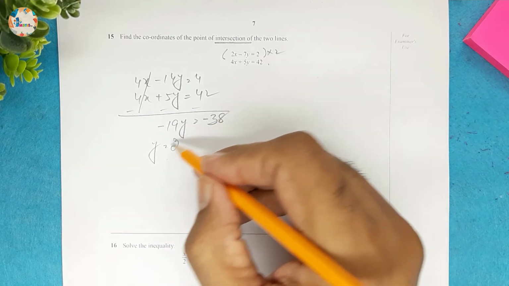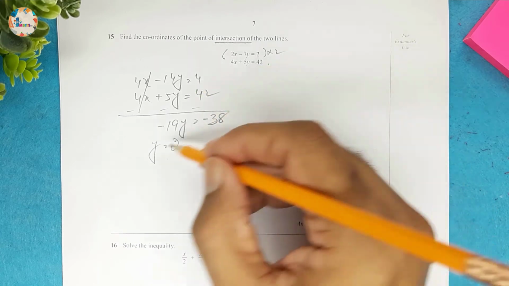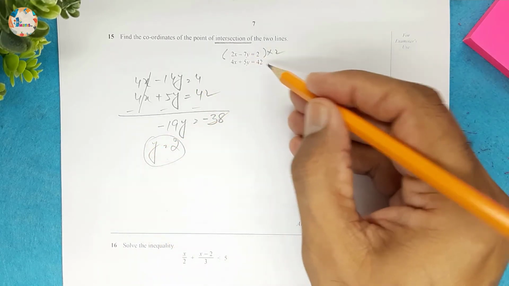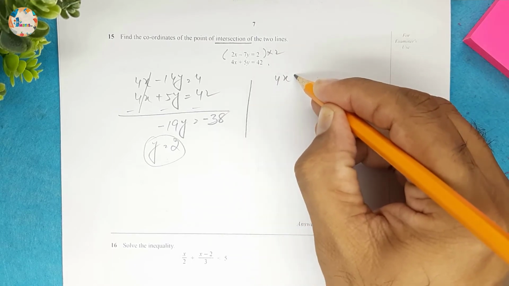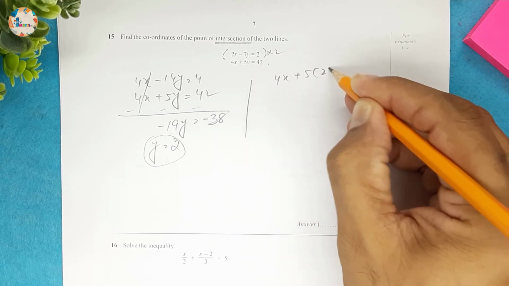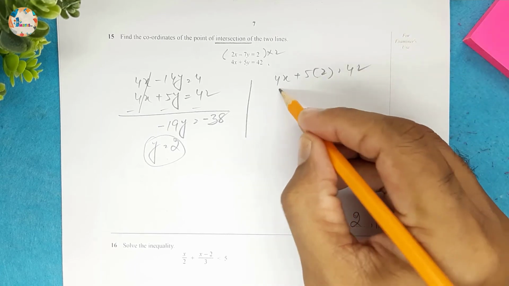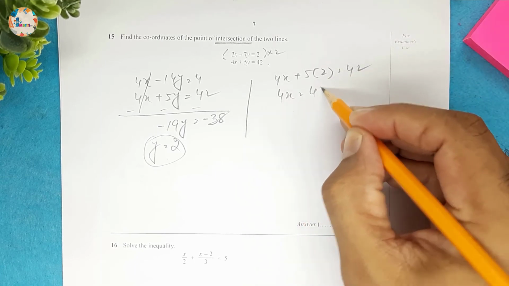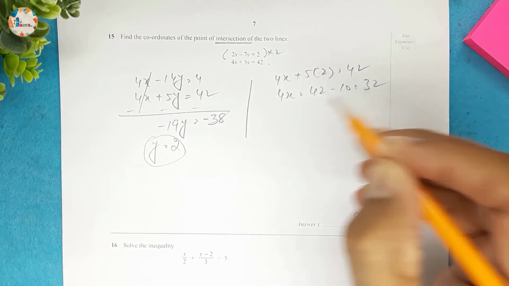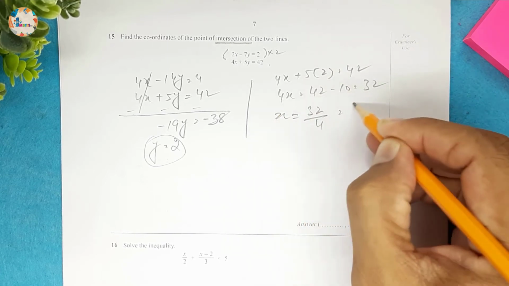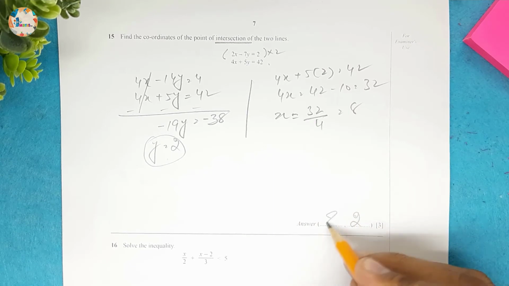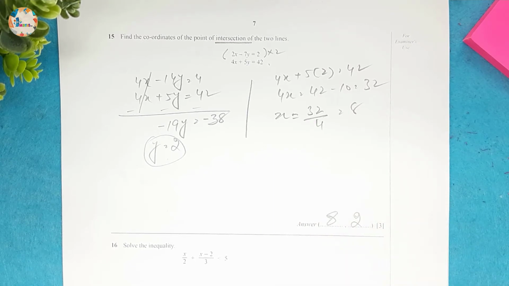Now we can find the x value. We will replace this value in any of these two equations. I will replace in the second one. So 4x plus 5 into 2 is equal to 42. So 4x is equal to 42 minus 10, which is equal to 32. So x is equal to 32 divided by 4, which is equal to 8. So x value will be 8, and the point will be 8 and 2.